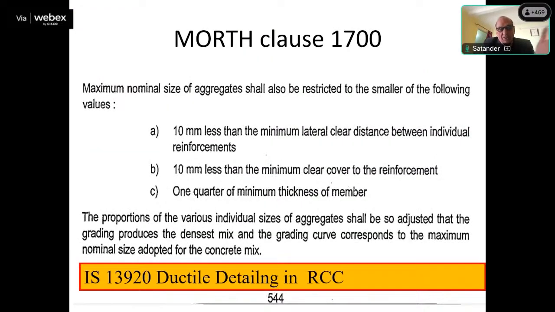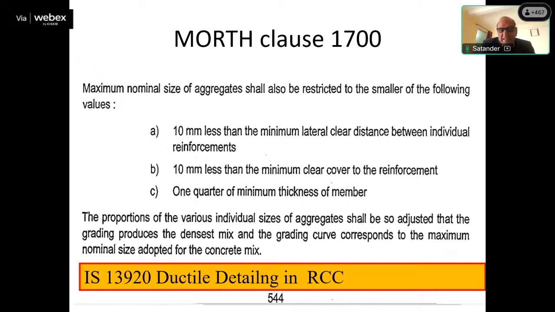Now, coming to structure, the most important part regarding the maximum size of the aggregate or nominal size of it: it must be 1/4 of the thickness of the member. Whereas in the case of flexible pavement, it is 1 upon 2.5 times the minimum thickness of the member. For ductile detailing, please refer to IS 13920. All these details are given in IS 13920.